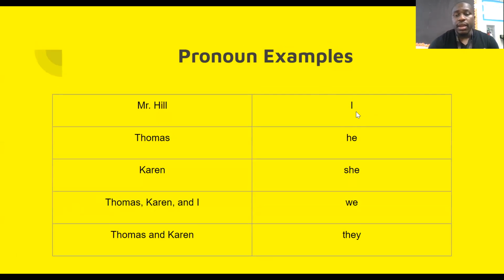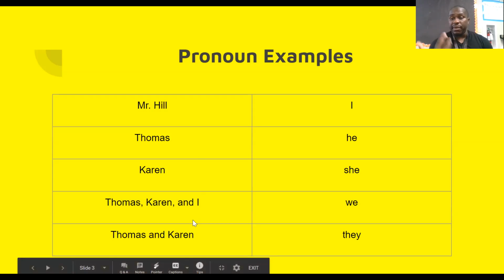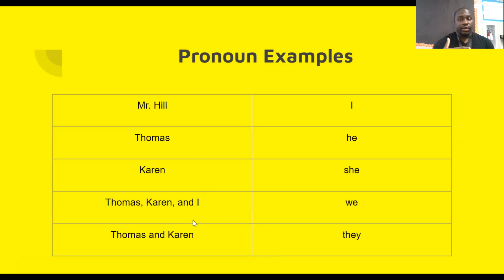Now, there are other pronouns. Don't worry too much if you don't know all these yet, because we're going to be going over each of these in time. The most important right now is this I. But if it's a male, that's going to be he. If it's a female, a woman, it's going to be she. If it's me and a bunch of people I know, that's going to be we. And if it's other people and I'm not included in that group, then we're going to use the pronoun they.